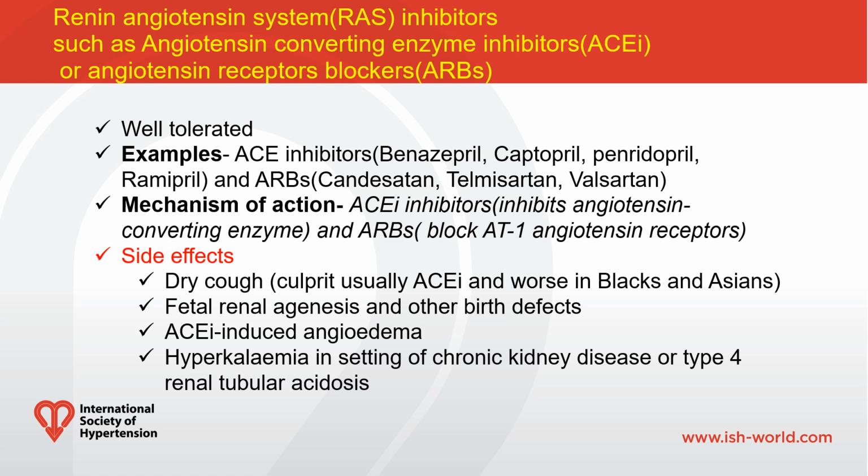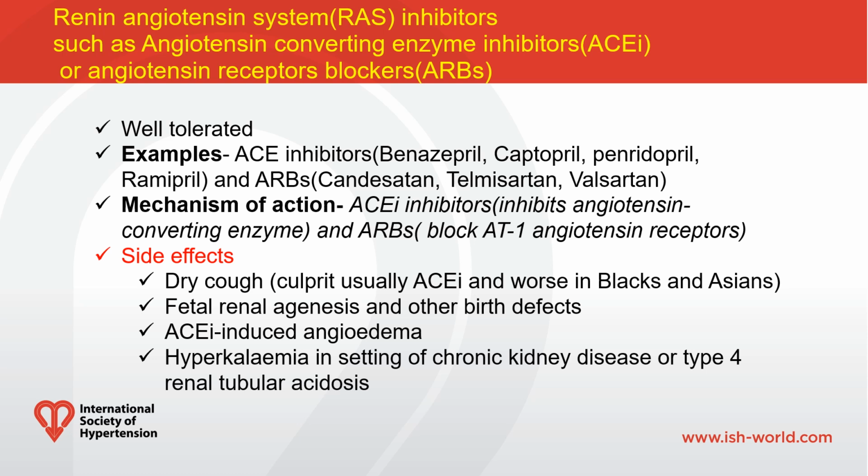The renin-angiotensin system inhibitors are well tolerated. Examples in this group: we have the ACE inhibitors, such as captopril, perindopril, ramipril, and under the ARBs, we have candesartan, telmisartan, and valsartan. The mechanism of action is that they inhibit the angiotensin converting enzyme, and the ARBs block the angiotensin receptor.